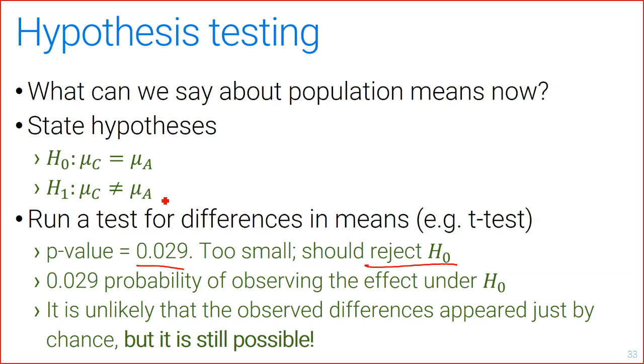And so it's unlikely that these differences we observed in the sample appear just by chance. It's still possible that we are just being lucky in our data, that we have some extreme observations, but it's very unlikely. So we go ahead and reject the null hypothesis. But keep in mind, it's still possible. Maybe we are making a type 1 error and incorrectly rejecting the null hypothesis.